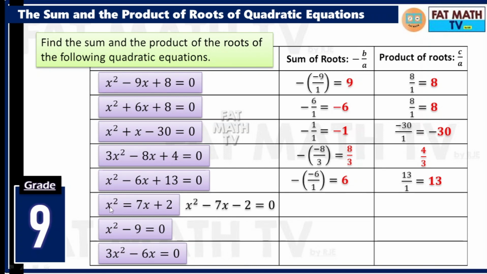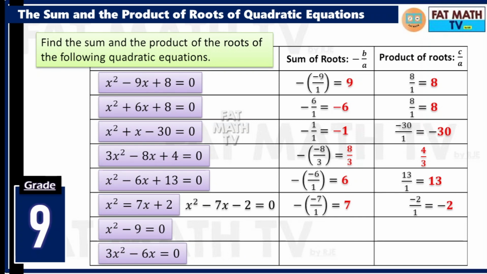And then for this one, x squared equals 7x plus 2, you transform this to standard form. So put 7x plus 2 together with x on the left side of the equation, and you will have x squared minus 7x minus 2 equals 0. Our a here is positive 1, b is negative 7, and c is negative 2. So negative b over a is negative of negative 7 over 1, that's positive 7. And the product of the roots is negative 2 over 1, that is negative 2.